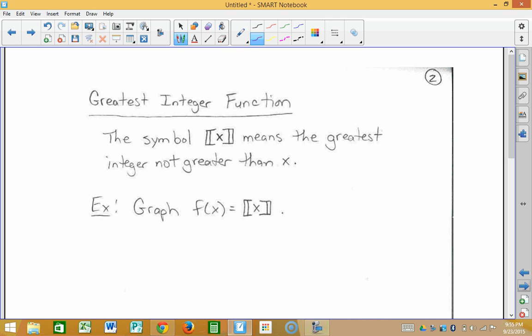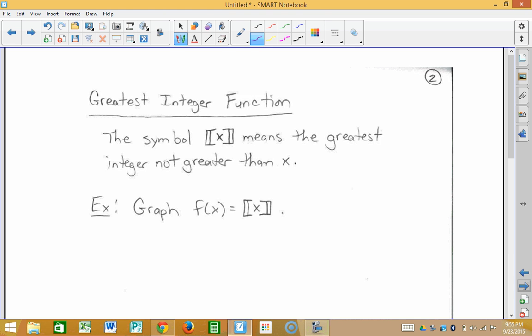Alright, here's another special function. The piecewise function is one type that you're going to have to draw. Another one is the greatest integer function. Now we have a very special symbol. It's like a double bracket with x in the middle. And this means the greatest integer not greater than x.